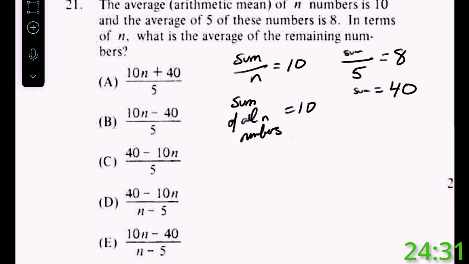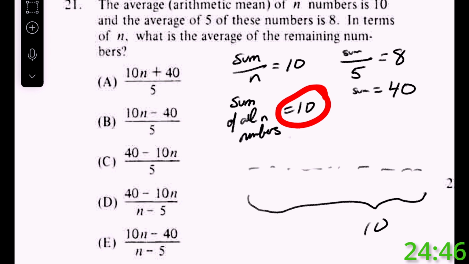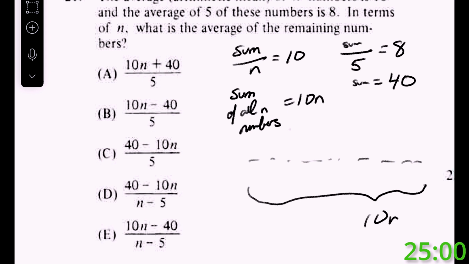We do not know how many numbers we have, right? We've just got a whole bunch of them. We know that the average of these is 10. That's from here. No. The sum of all n numbers is 10n. So that's 10n. And the sum of 5 of them, I don't know which 5. We'll say they're these 5. It doesn't matter, really. The sum of those 5 is 40.